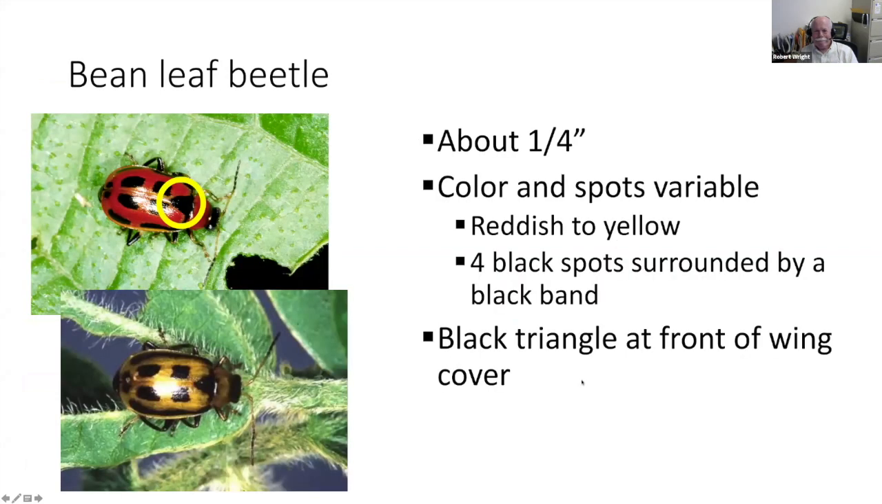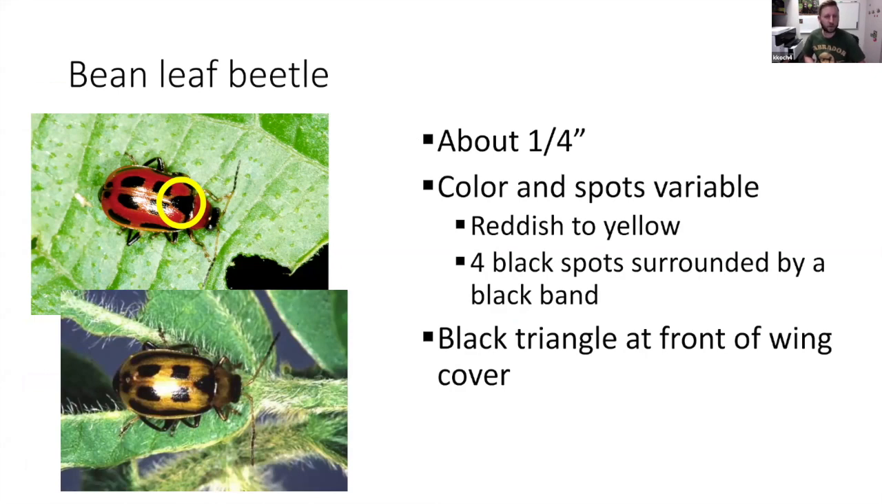Okay, so there will be a little bit of overlap with a few of the insects that Bob just talked about. There are some that you'll find both in corn and soybeans, so I'll kind of skim over those a little bit. The first one we have here is bean leaf beetle.